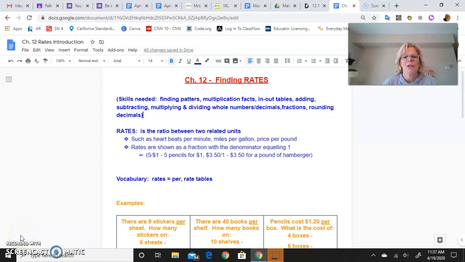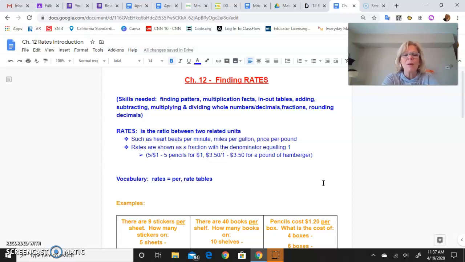So we are on our last chapter in math. We are going to skip chapter 11 and we will go back to it a little bit later. But chapter 12 is finding rates. I made this little sheet here as just kind of a go-to on examples and what it means. The skills up to this point, everything we've done this year in math, you will need in chapter 12.